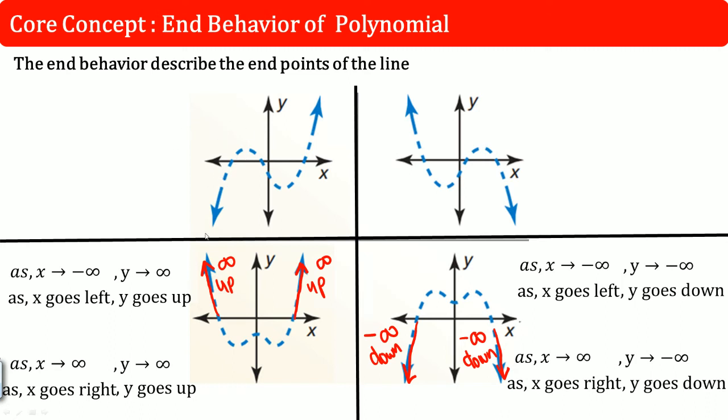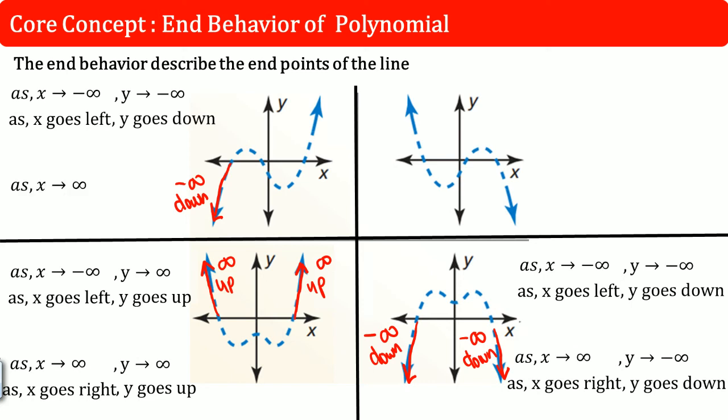Let's look at these two cases where they're pointing in different directions. First of all, as x goes to negative infinity, that means as x goes to the left, what happens to the y? It goes towards negative infinity. It goes down. What happens as x goes to positive infinity? That means as x goes to the right, what happens to the y? Here it goes to positive infinity. It goes up. Notice that here the sign changes.